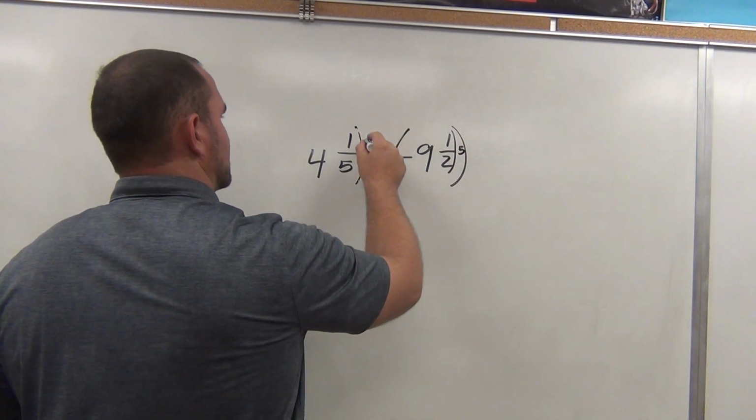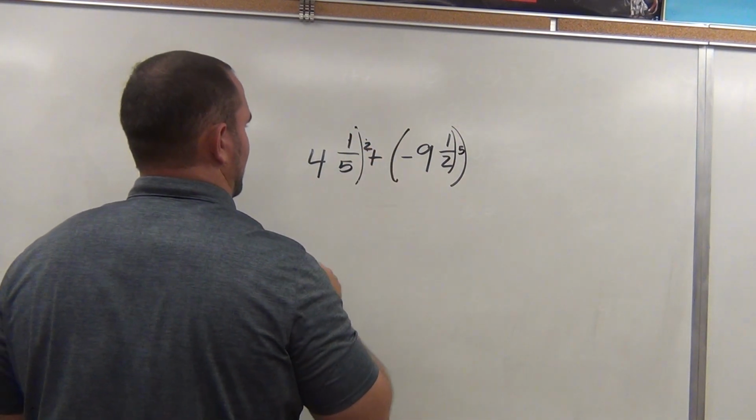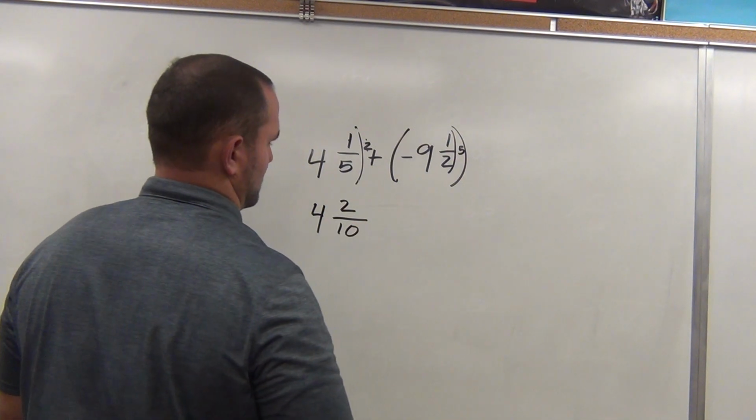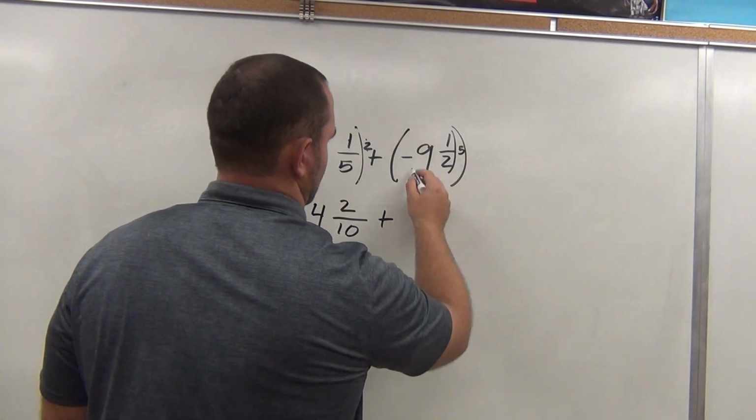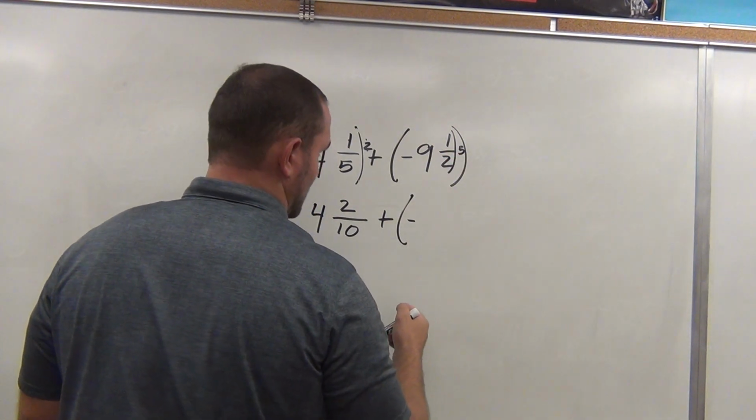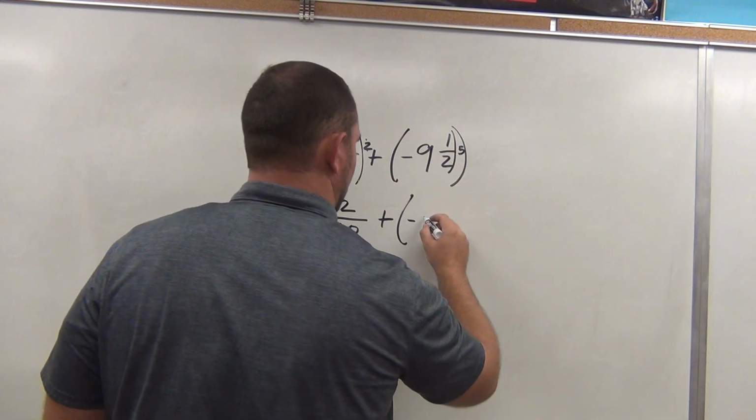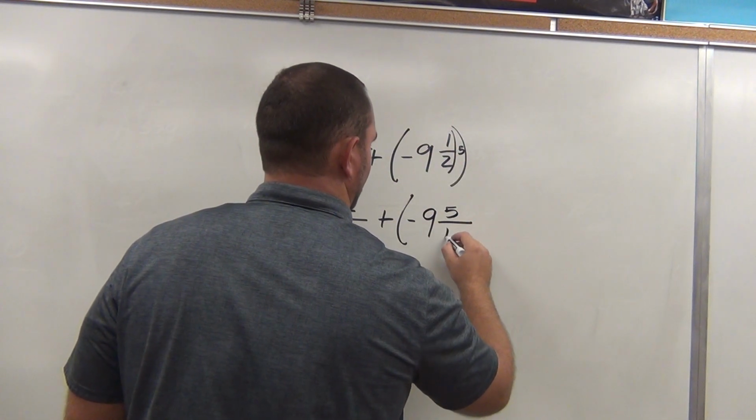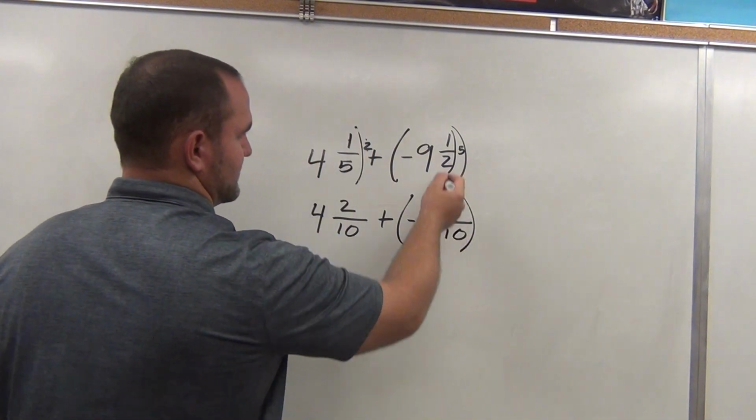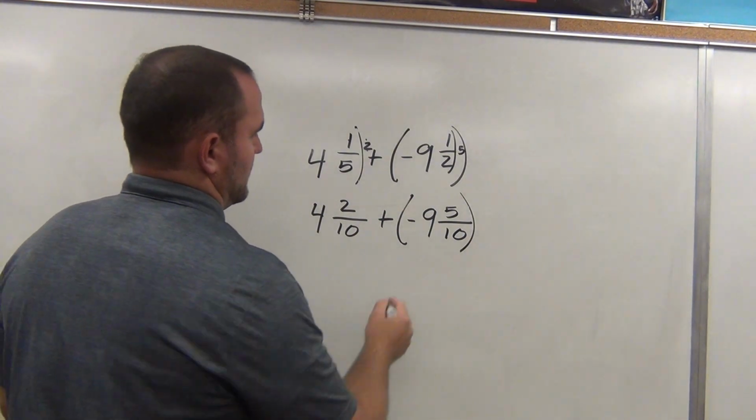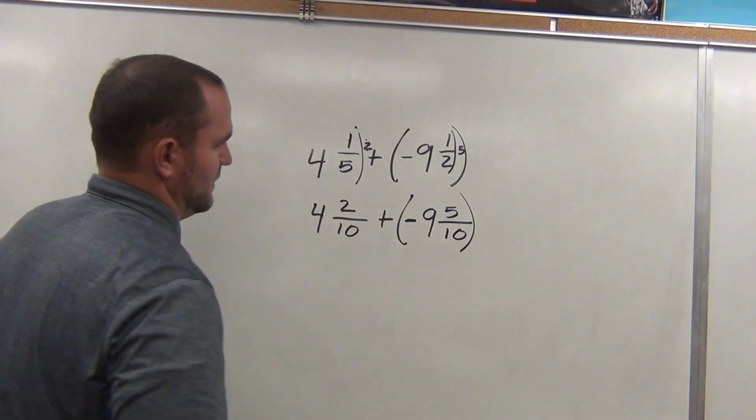Okay, so this is 2 times 1 and 2 times 5, so that would be 4 2/10 plus, and then you got your negative here. You got negative 9 5/10. So 5/10 and a half are the same, 2/10 and 1/5 is the same. So we have the negative there.